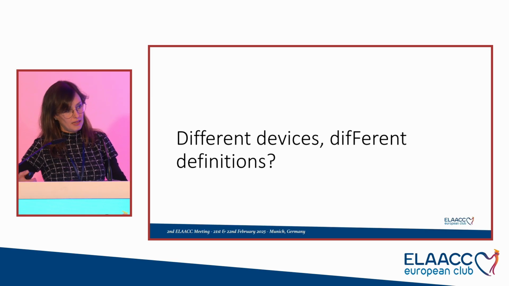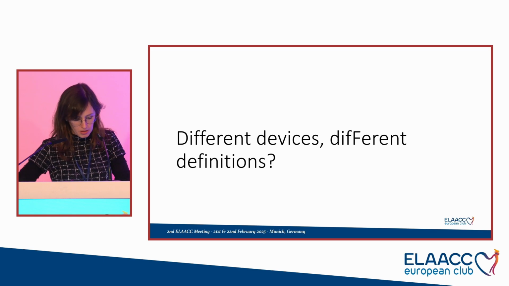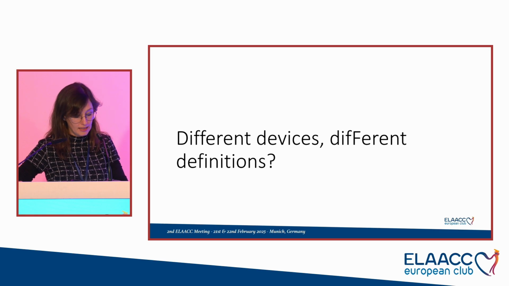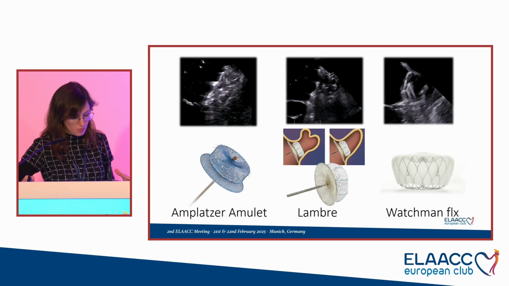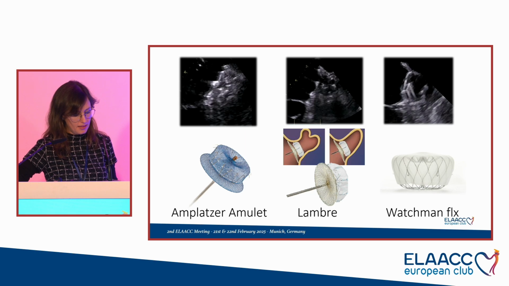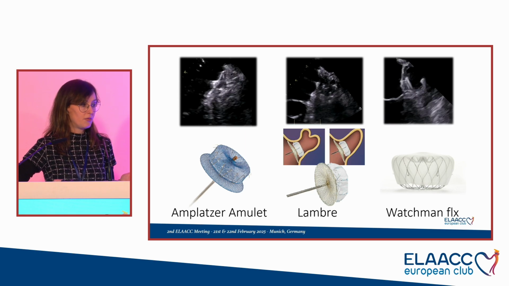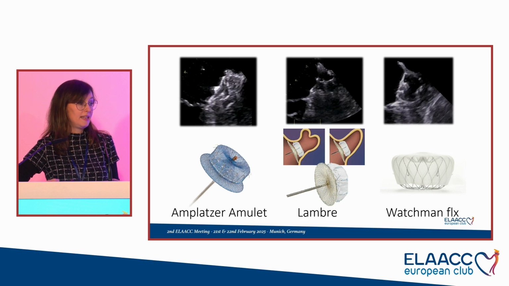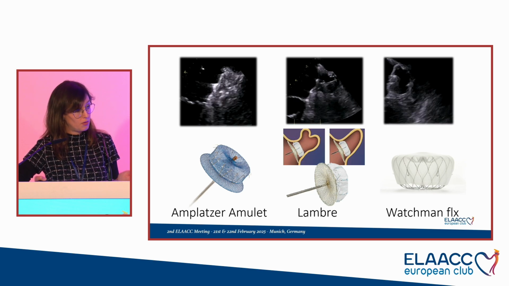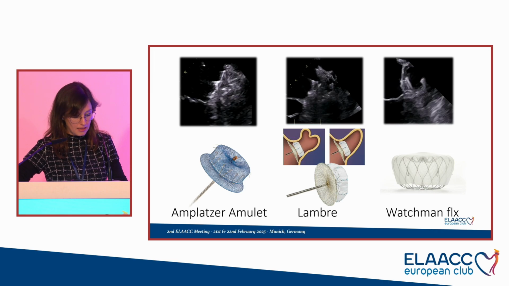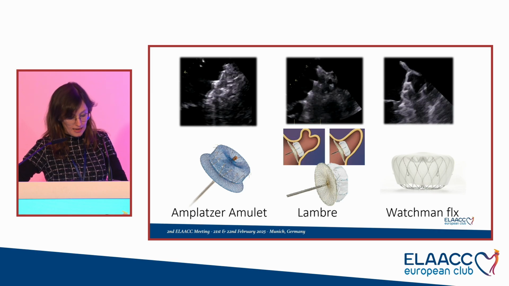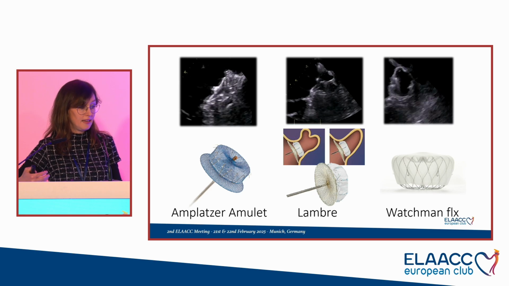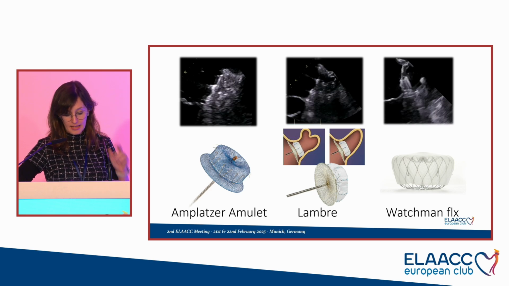Another important question, you see, everything is a question, is that with different devices maybe we need different definitions of leak. For example, the Amulet closes with the lobe and with the disc, so if we only have a leak of the disc, is that the same as a leak at the disc and the lobe? It seems you can have a sealed appendage with the lobe and a small leak in the area of the disc. With the Lambre, for example, there is a big cavity between the anchor and the disc, so maybe here the leak of the disc matters.